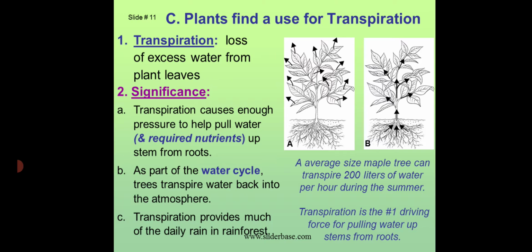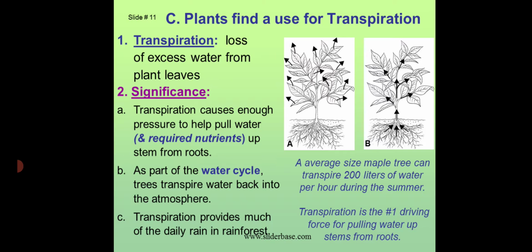Transpiration is the loss of excess water from plant leaves. From plant leaves, water will be lost. Significance: transpiration causes enough pressure to help pull water and required nutrients up the stem from roots. From roots to stem, water will be transported by this transpiration process.